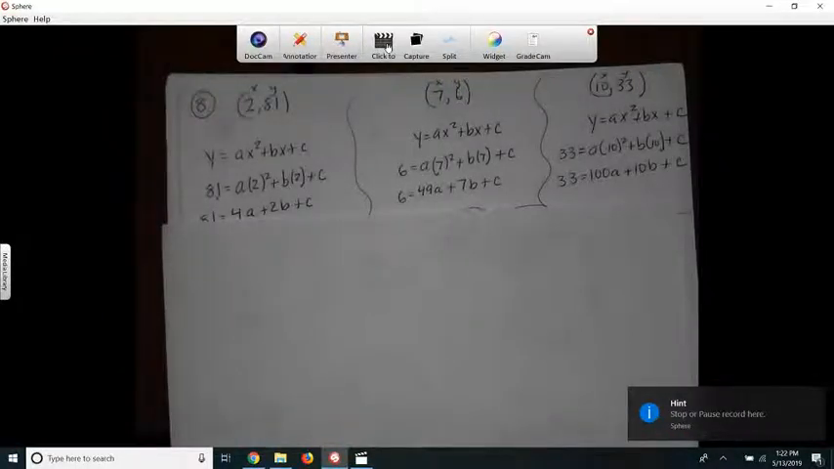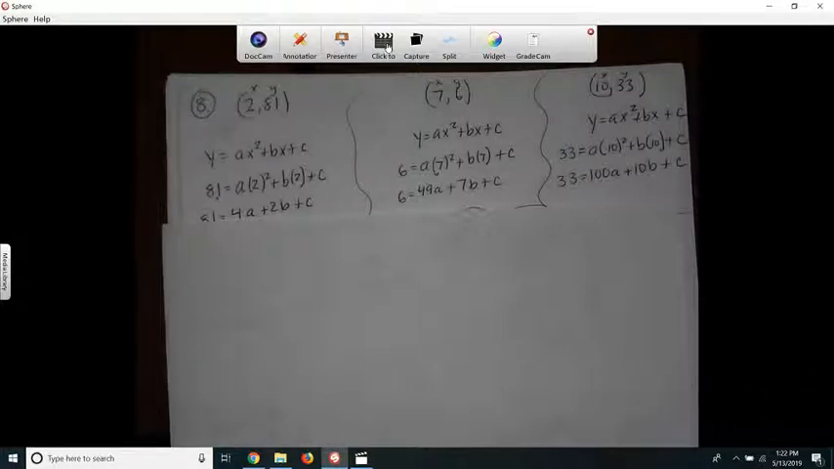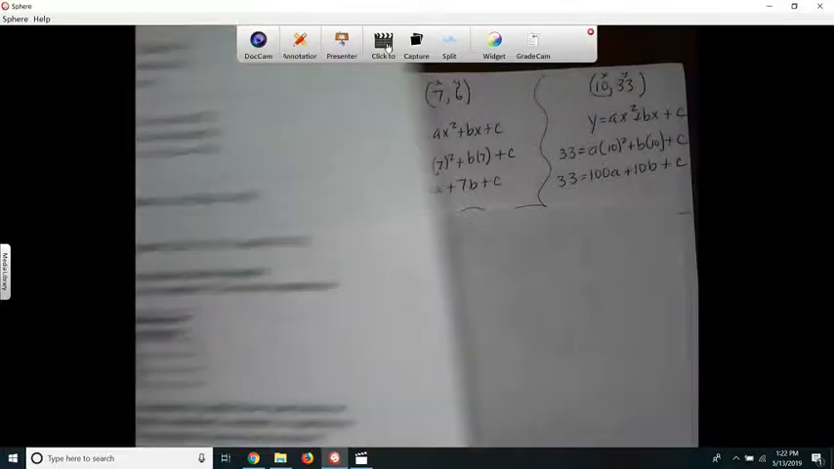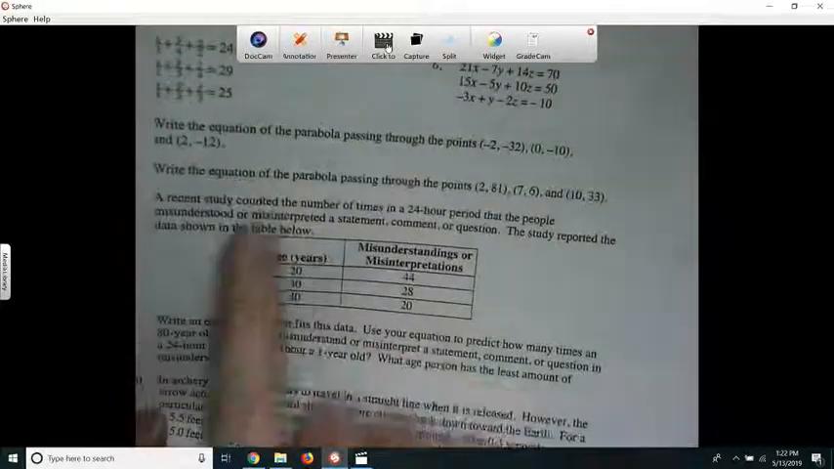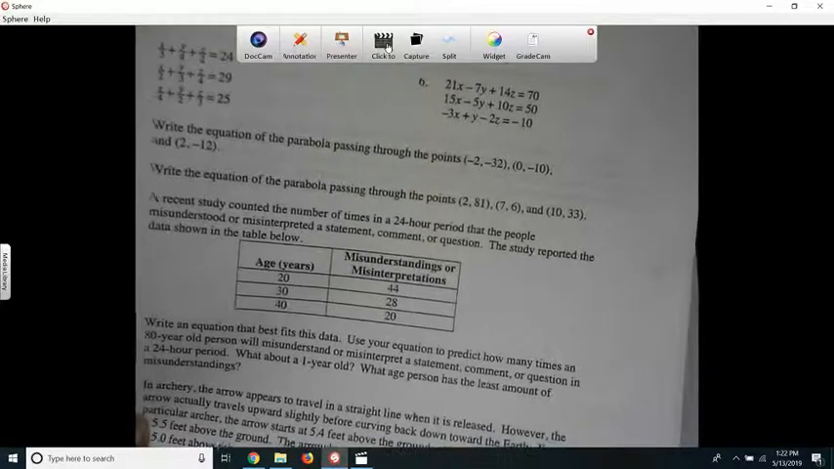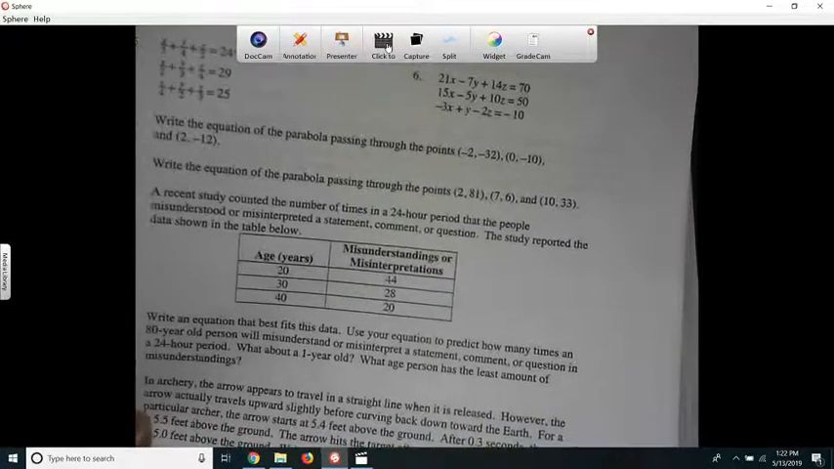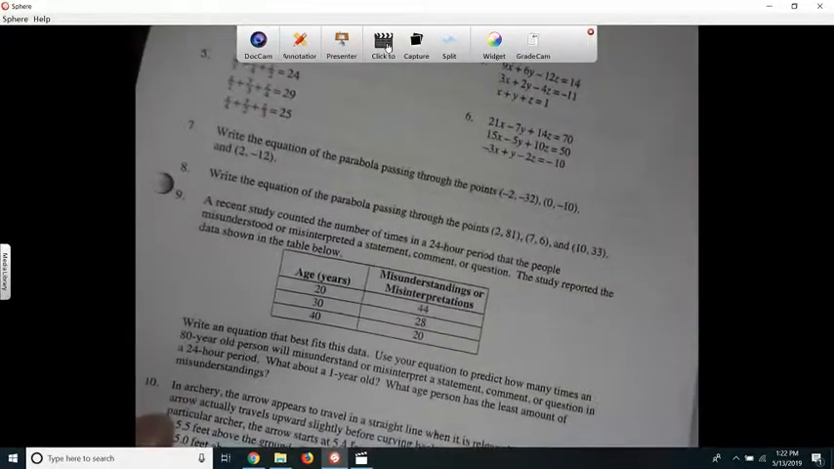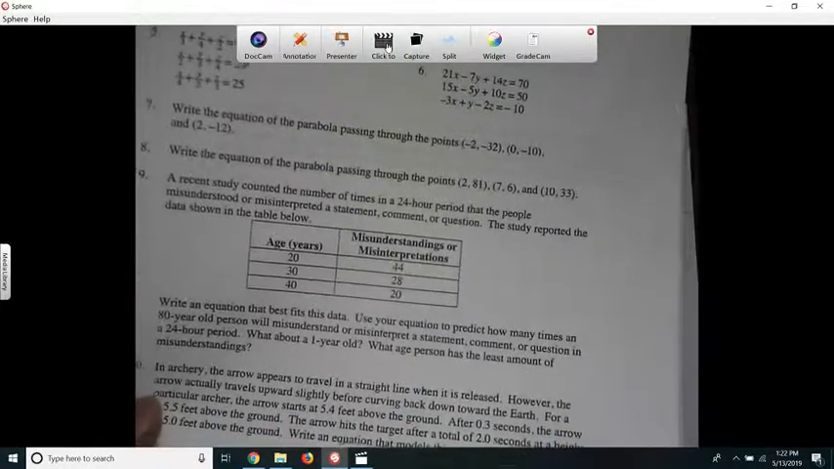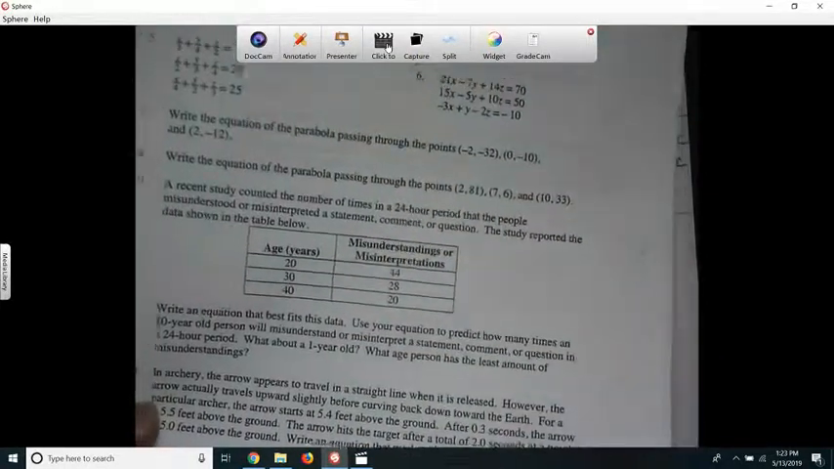Okay, here's a video for number 8 from your Integrated 3 Chapter 11 packet. It says, write the equation of the parabola passing through these 3 points.